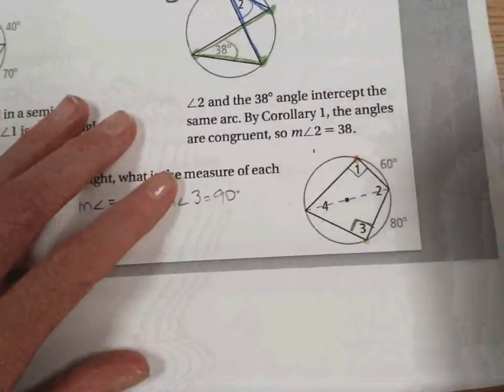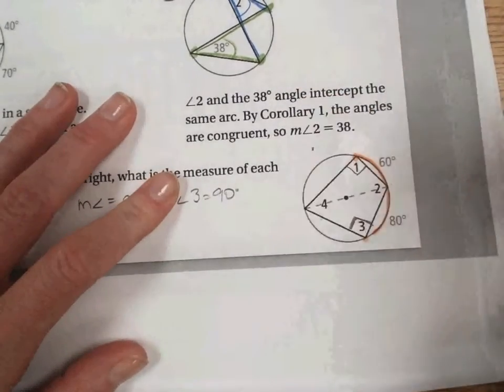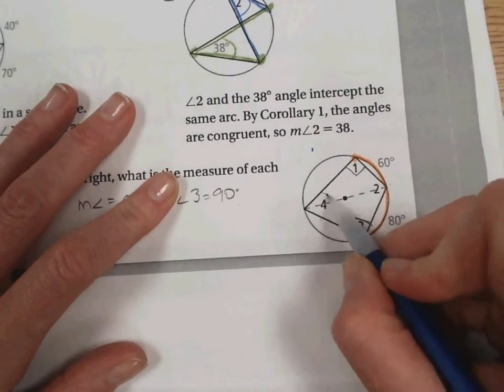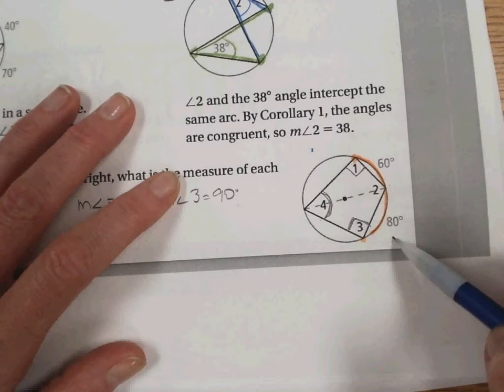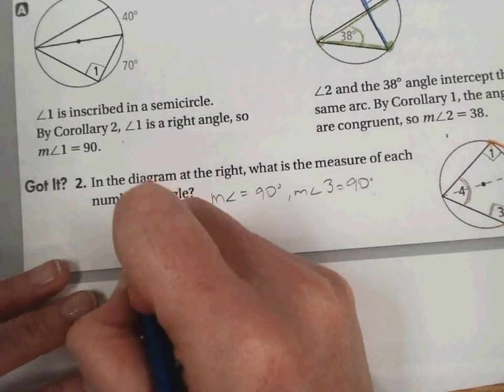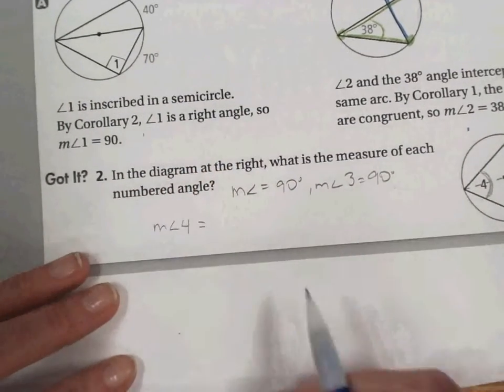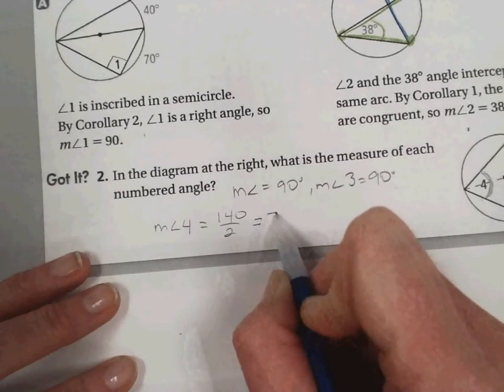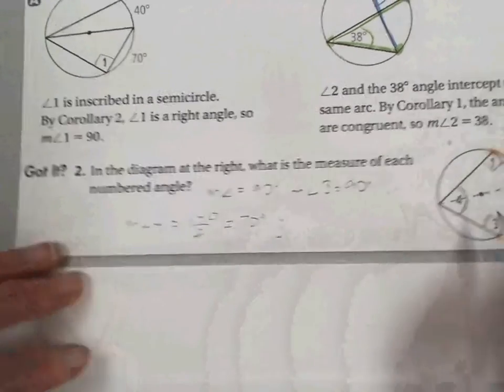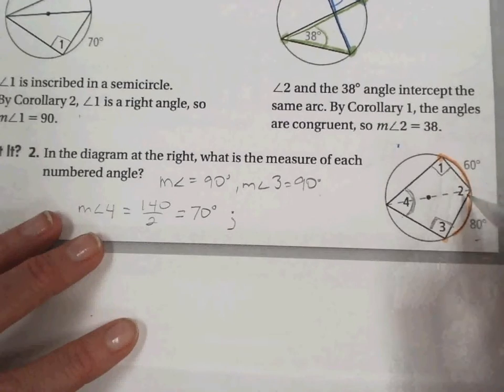So 4, well, that opens up to this arc here. So that means this angle 4 is going to be half the sum of these two values. So 80 and 60 is 140. So the measure of angle 4 is going to be equal to 140 divided by 2, or 70.